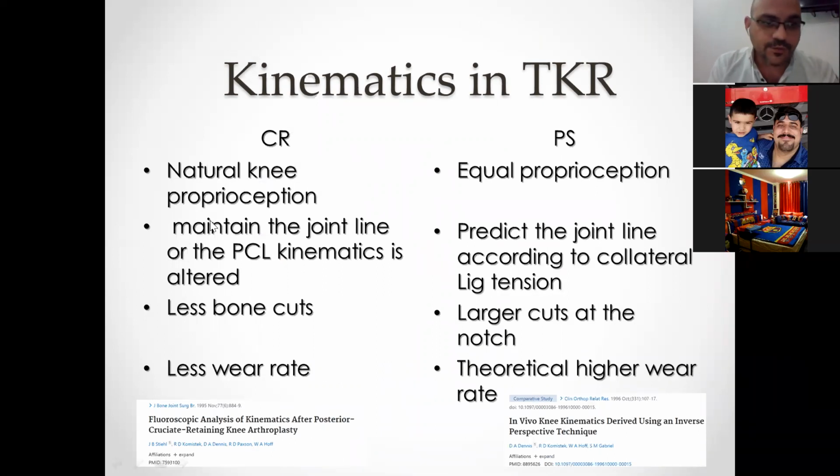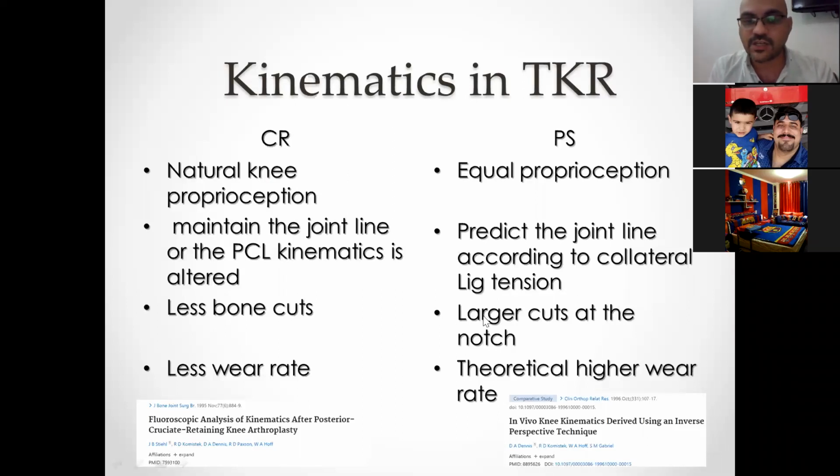If you don't sacrifice and you maintain the cruciate, you maintain the joint line. You don't need to access more or to resect more. But in the PS design, we predict the joint line according to the collateral tension. So you can go up or down, or increase or decrease your cuts in order to maintain the collateral tension. In the CR knee, we don't need more bone cuts, because whenever you go larger, you may sacrifice the origin of the PCL.